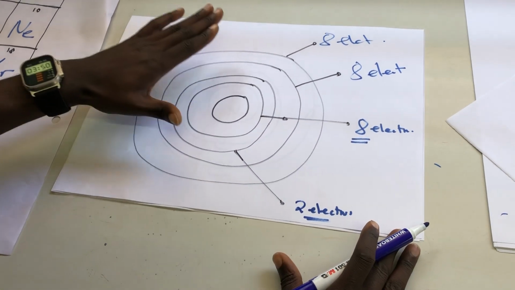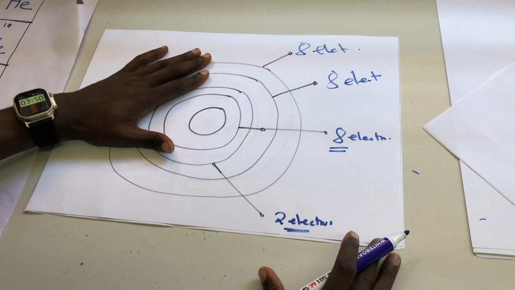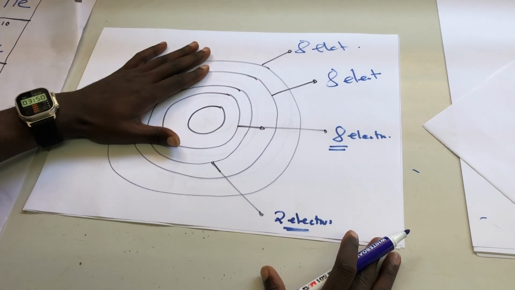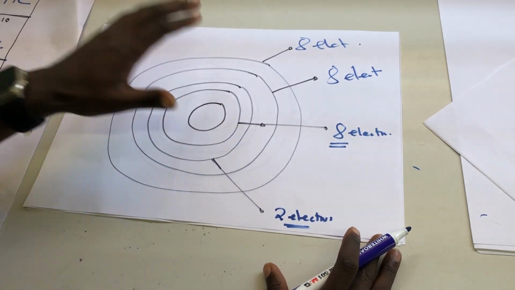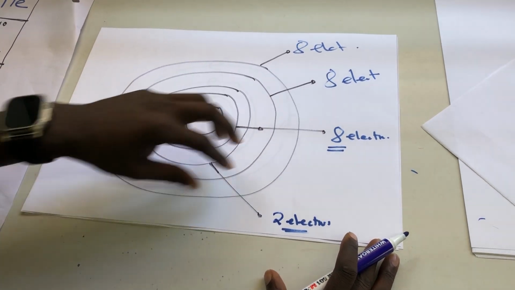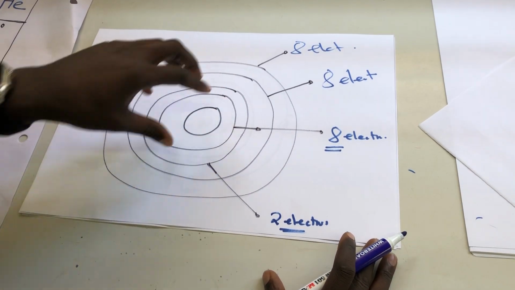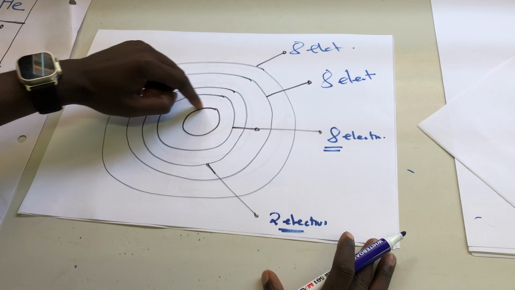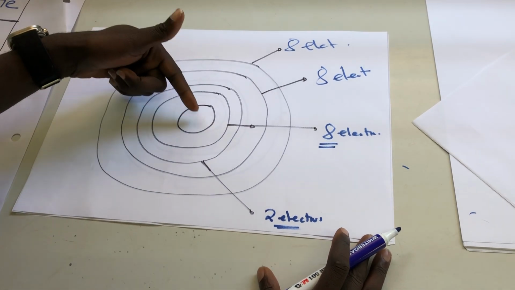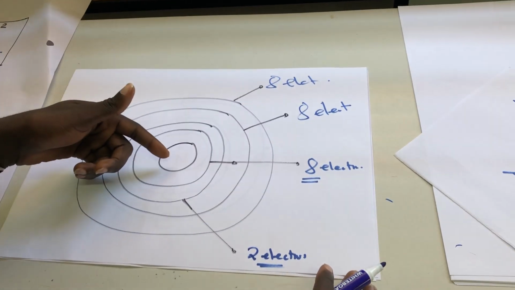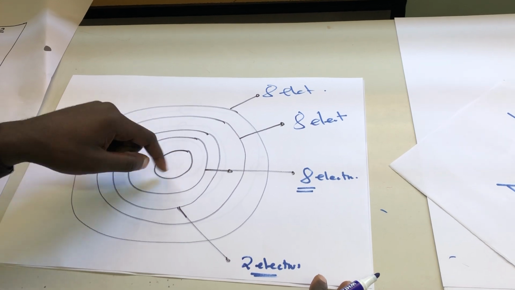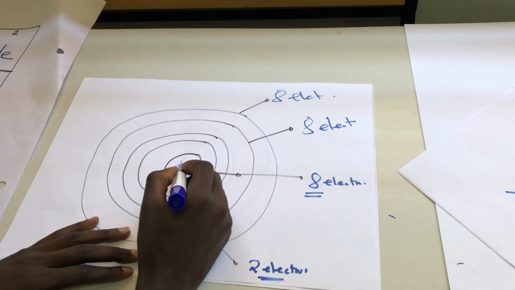This reminder is very important. Itakusaidia sana wakati una draw au una write electronic configuration, I mean distribution of electrons in different shells. Hii ya kwanza ni nucleus. Nucleus ina carry protons and neutrons. Usije kuweka electrons kwenye nucleus, utakuwa umekosa.